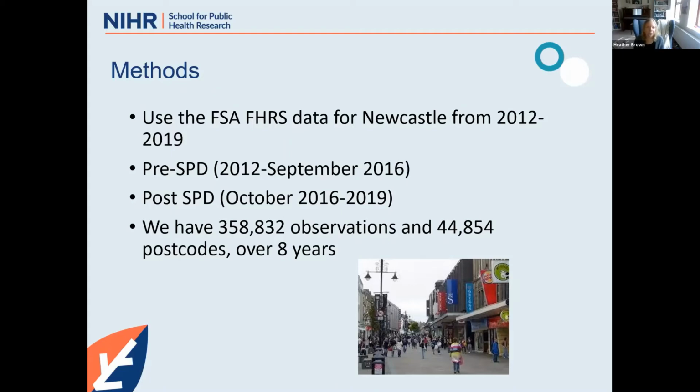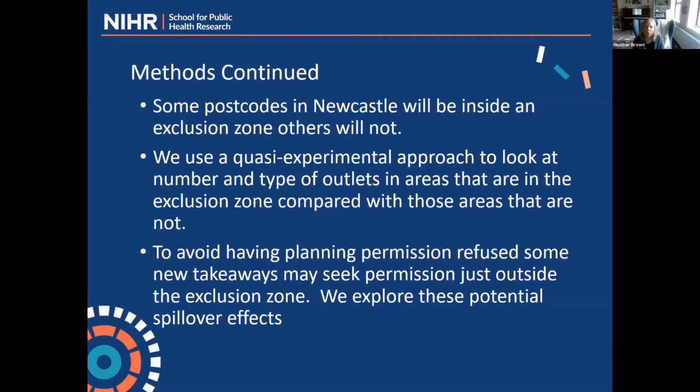So what we have is data on 358,832 observations for 44,854 postcodes in Newcastle over 8 years. What we know is that some postcodes will be inside one of those exclusion zones, which are the blobs on that map I showed earlier, and others will not. So we use a quasi-experimental approach to look at the number and type of outlets in areas that are in these exclusion zones compared to those that are not.